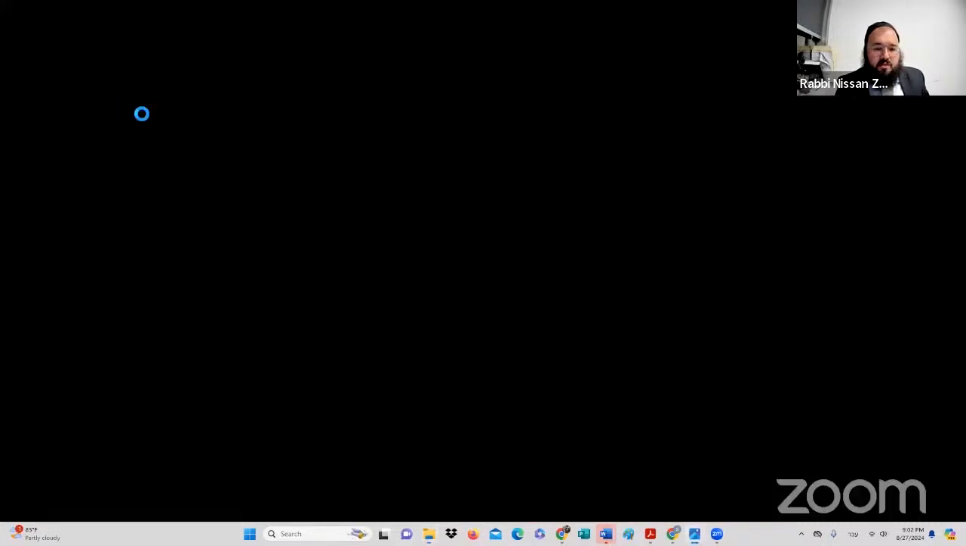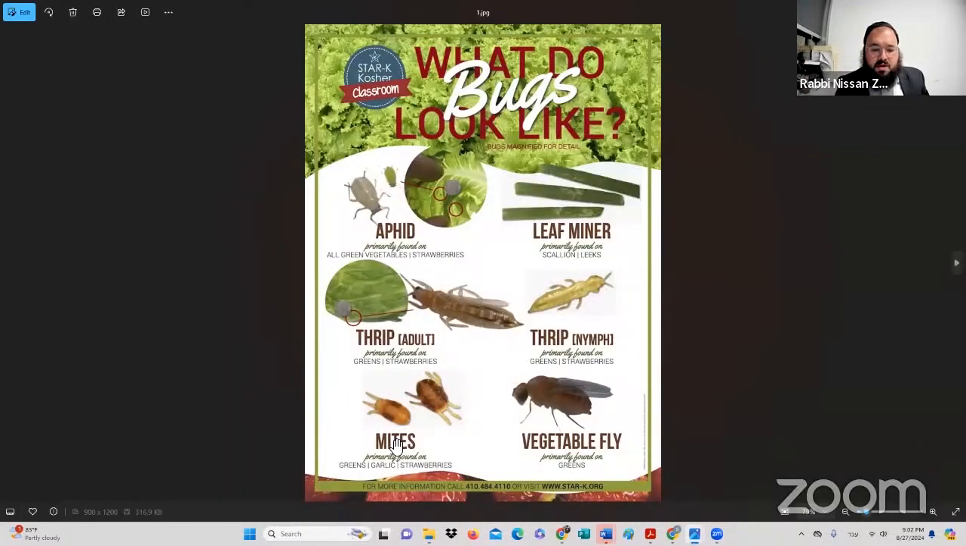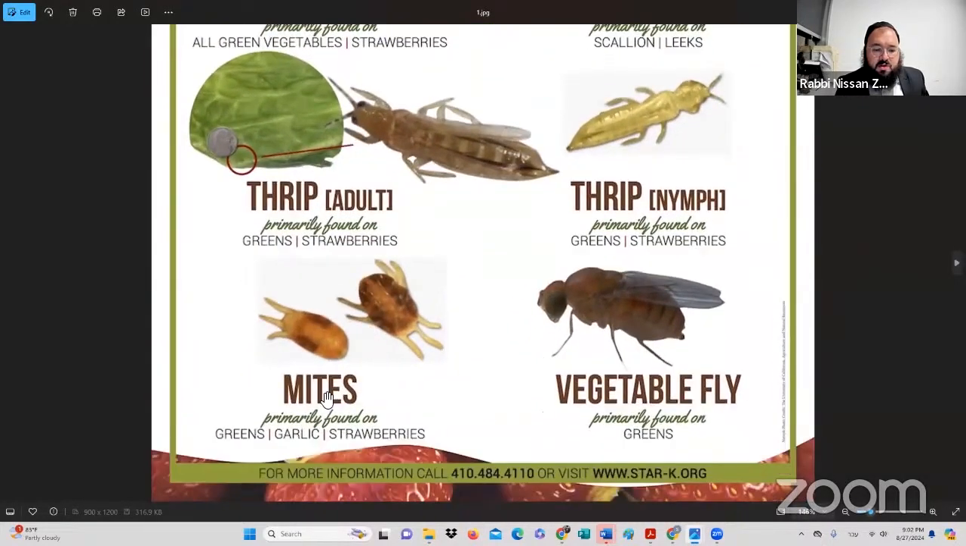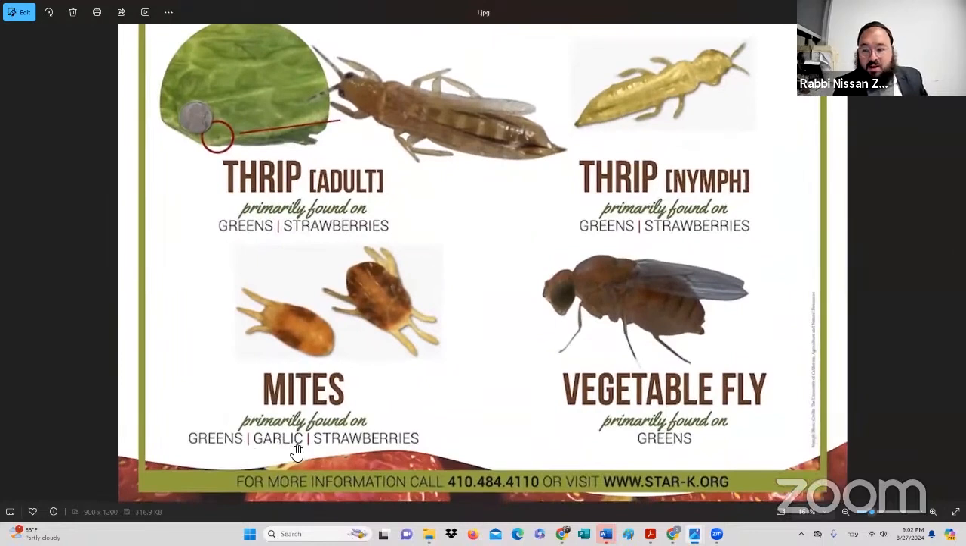Mites, again, starting off with the general paper mites on the bottom left, are usually found in greens, in garlic. People many times use fresh garlic and they don't realize there could be mites. It's very common for there to be mites found in fresh garlic. And on strawberries, this picture is very enlarged. Mites are actually the smallest bugs which are seen to the naked eye. And even within mites, some of them are not seen to the naked eye. Some of them are.